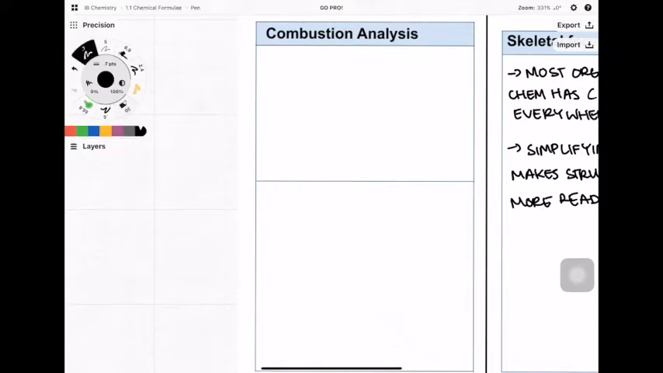Okay, so the last thing we're going to look at before we take a look at reaction stoichiometries is this idea of combustion analysis. And you can think about combustion analysis as just being a twist on the normal determining empirical formula procedure that we've learned before.